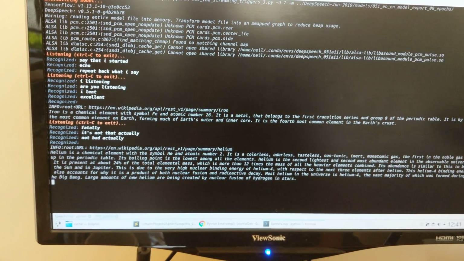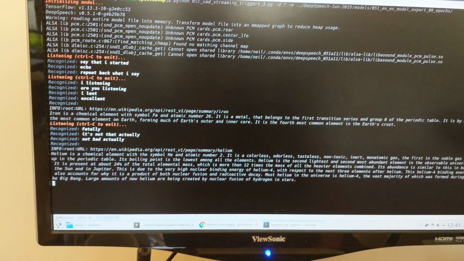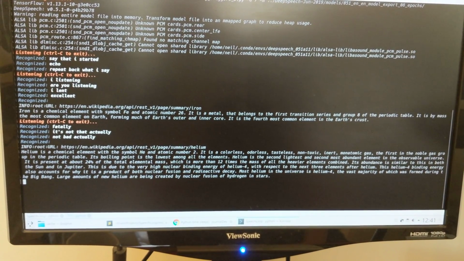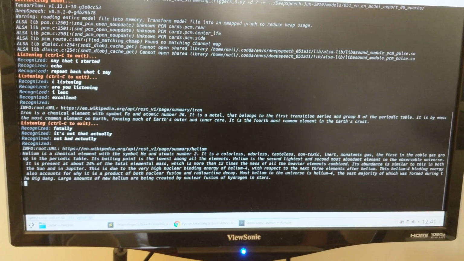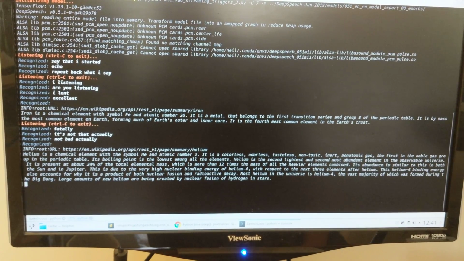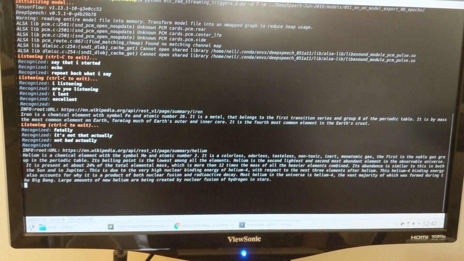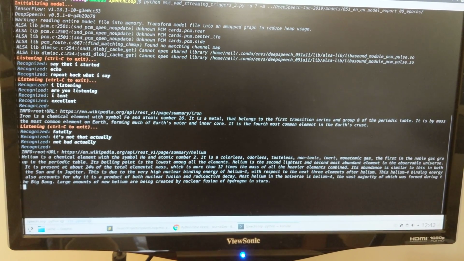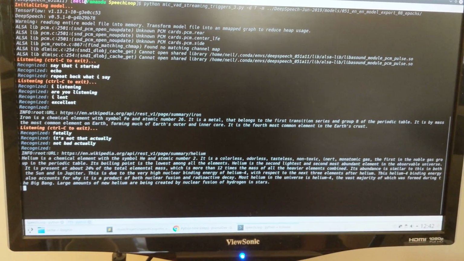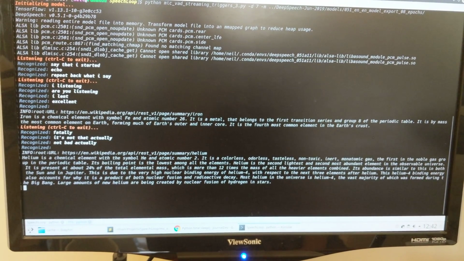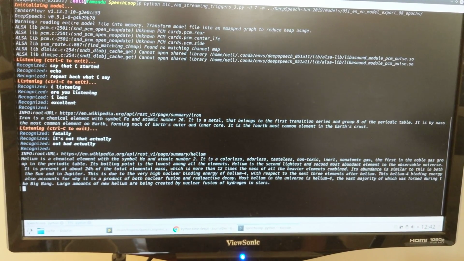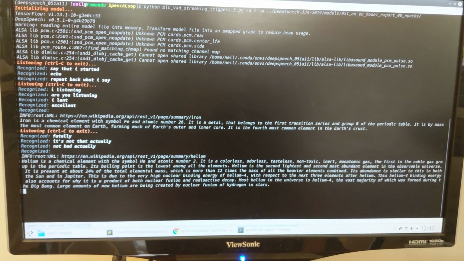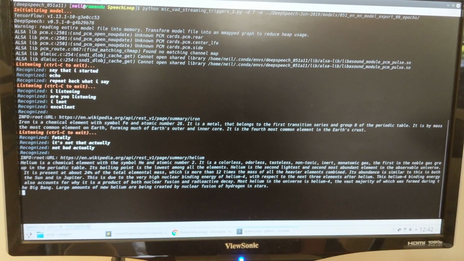Helium is a chemical element with the symbol He and atomic number 2. It is a colourless, odourless, tasteless, non-toxic, inert, monatomic gas, the first in the noble gas group. Its boiling point is the lowest among all the elements. Helium is the second lightest and second most abundant element in the observable universe. It is present at about 24% of the total elemental mass. It is more than 12 times the mass of all the heavier elements combined. Its abundance is similar in both the Sun and in Jupiter.